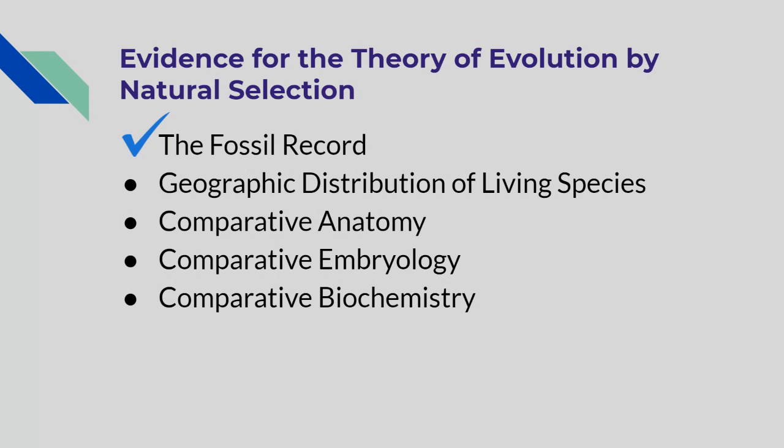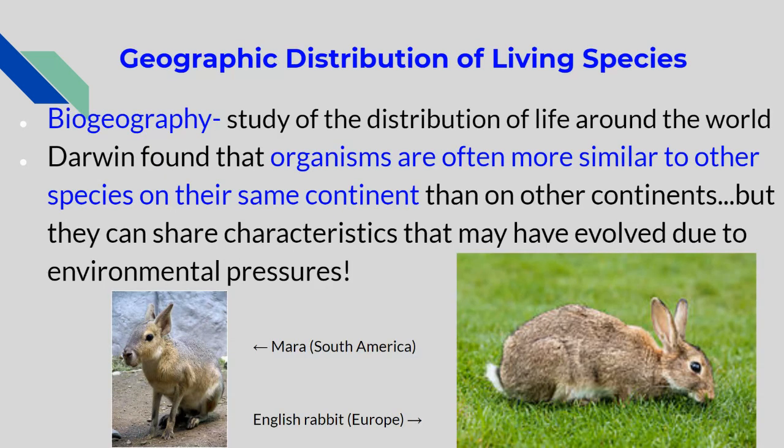Hey everyone, we have finished talking about the fossil record as a piece of evidence for the theory of evolution by natural selection. And this video is going to talk about geographic distribution of living species and comparative anatomy. So let's start with geographic distribution of living species.